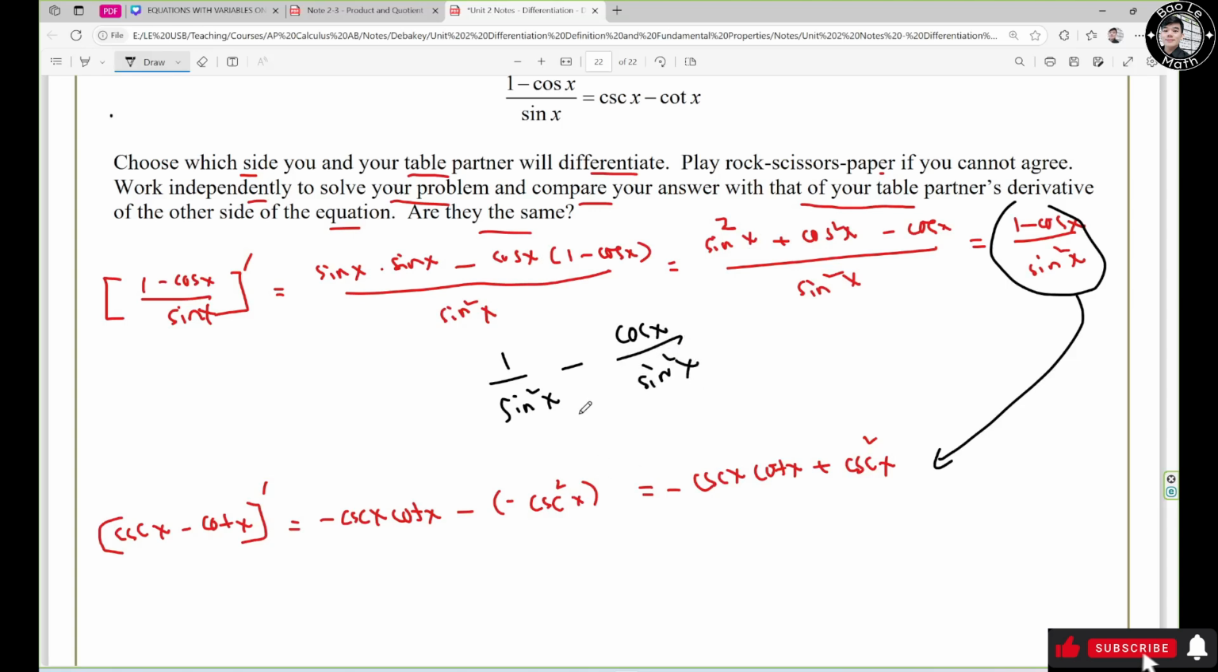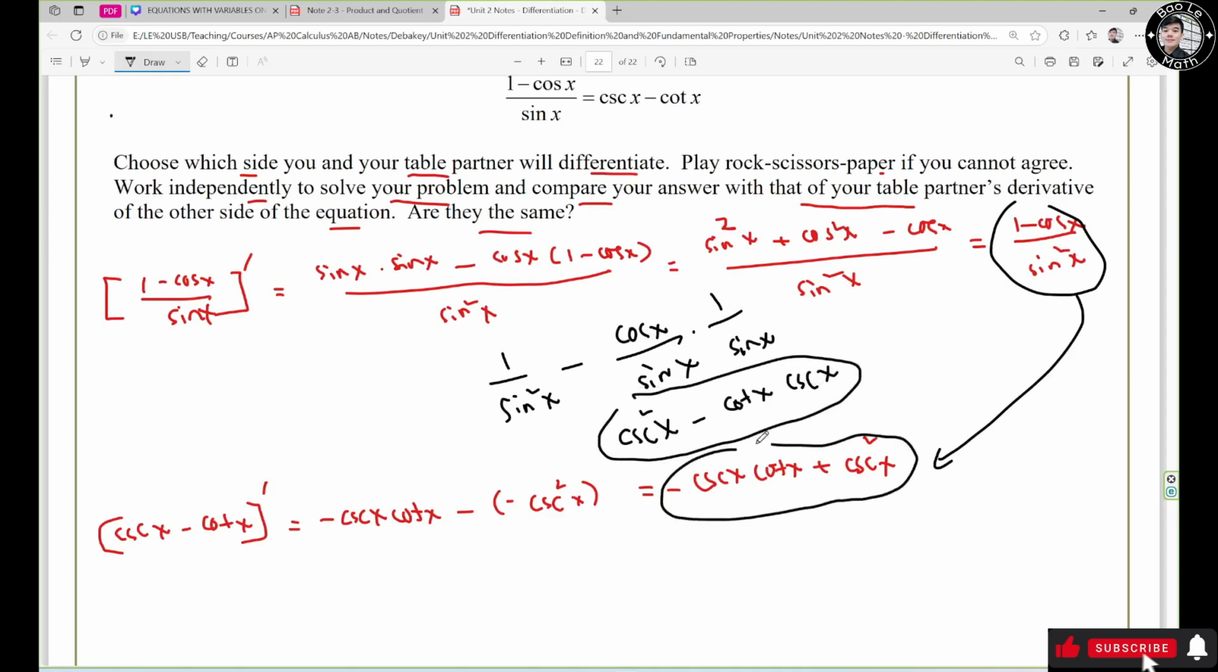Now 1 over sine squared of s is going to be cosecant squared of s. Now cosine s over sine squared of s can be written as cosine s over sine s times 1 over sine s, so I need to eliminate the square right here. So cosine s over sine s will be cotangent s, and 1 over sine s will be cosecant s. Now this one right here and this one right here are actually the same, and it's a good time to stop.